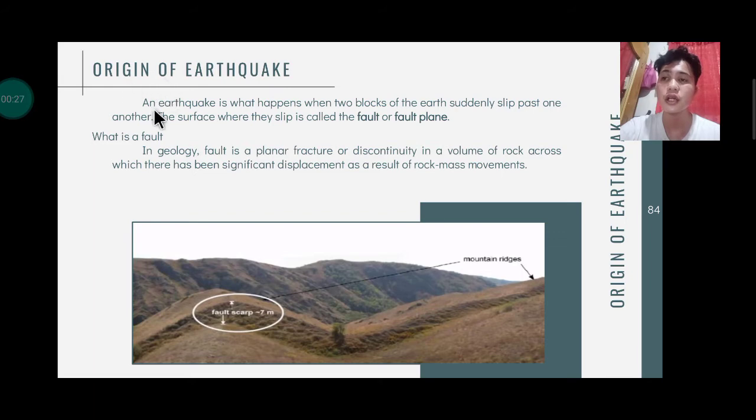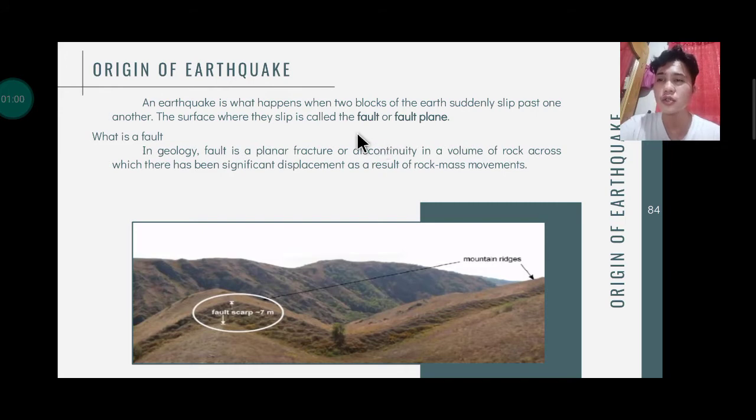As we recall, an earthquake is what happens when two blocks of earth suddenly slip past one another. The surface where they slip is called the fault or fault plane. In a simple definition, we could say that an earthquake is the movement of the ground or the shaking of the earth. It is caused by the release of energy, and this release of energy generates an energy wave, and this energy wave will travel in all directions.